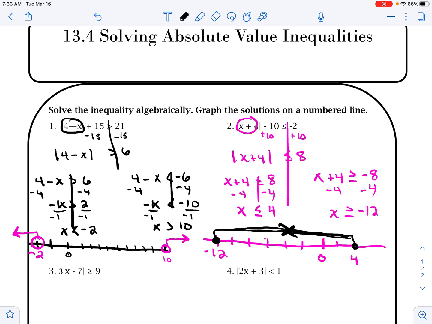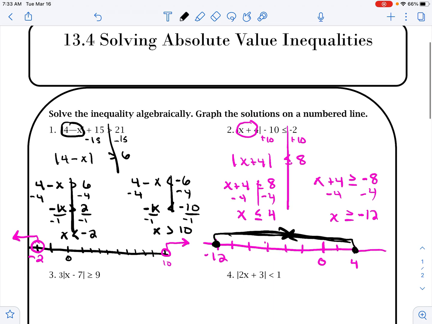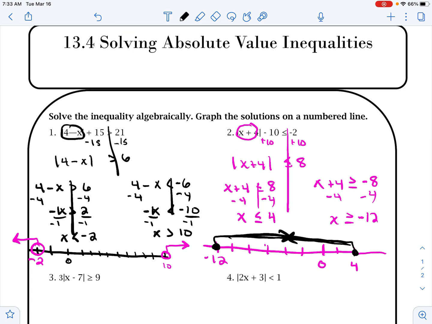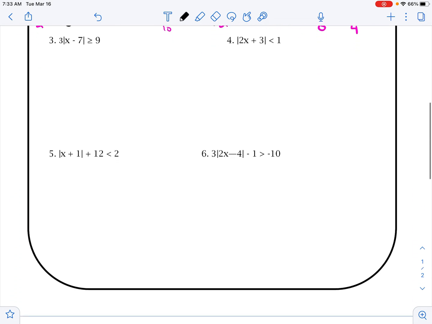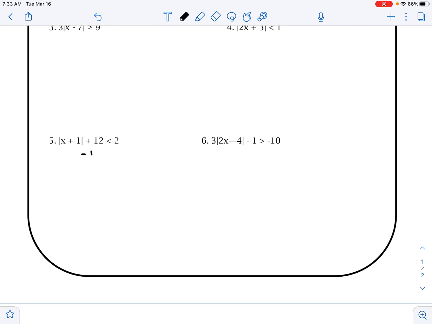So what it's saying is any solution between these 2 points will work. If we looked at the other one on number 1, we're saying any solution outside of those points would work. So now we'll go look at 2 special cases.